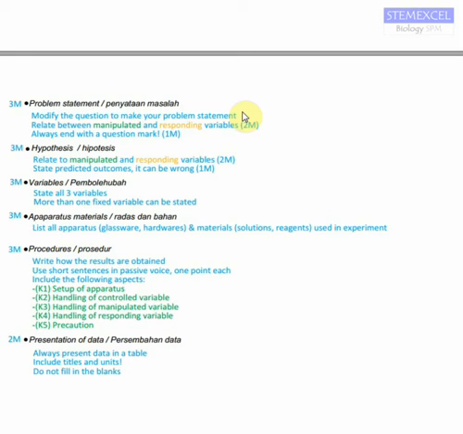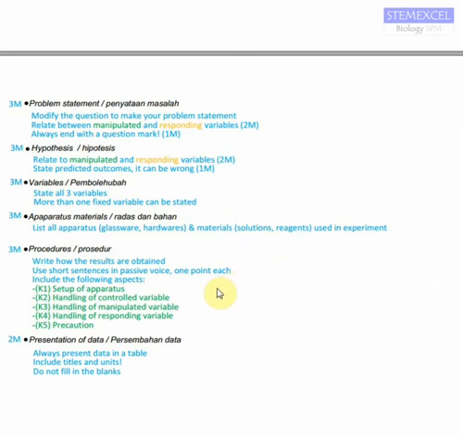The next part is the apparatus and materials. Here you will have to list all the apparatus that you think will be used in the experiment. Apparatus usually refers to glassware, equipment, and hardware, whereas materials normally refer to solutions, chemicals, and reagents that are used in the experiment. And for the procedure, you are also given 3 marks. In this part, you are required to show how the results are obtained. For this part, you can use short sentences whereby one sentence has 1 point.